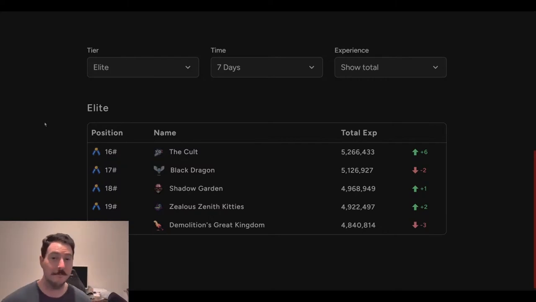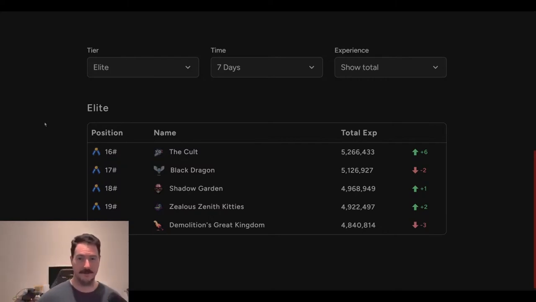They moved 6 whole positions forward. Obviously, someone power leveled with Vegeta and Kakarot. And here they are at number 16, 5.2 mil earned. Black Dragon dropping, but still in a great position from where they were last season at number 17 with 5.1.